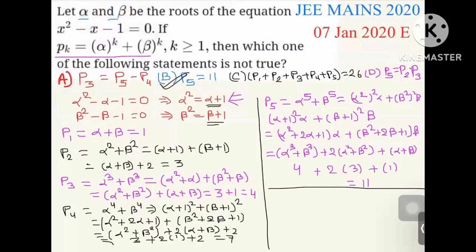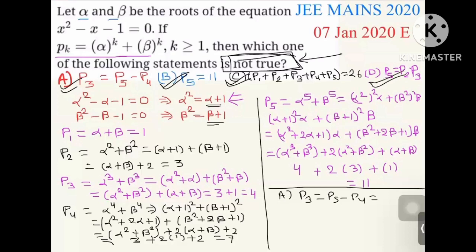P5, option B is correct directly, you can say. P3 is equal to P5 minus P4, option A. P3 is equal to P5 minus P4, which is definitely correct. 11 minus 7 equal to 4. Option A is also correct. Now sum of all the numbers you will get as 1 plus 3, 4 plus 4, 8 plus 7, 15 plus 11, 26. So C is also correct. Only option D is incorrect because we are searching for the not true, incorrect option ढूंढ रहे हैं यहाँ पे. So option D is not correct.